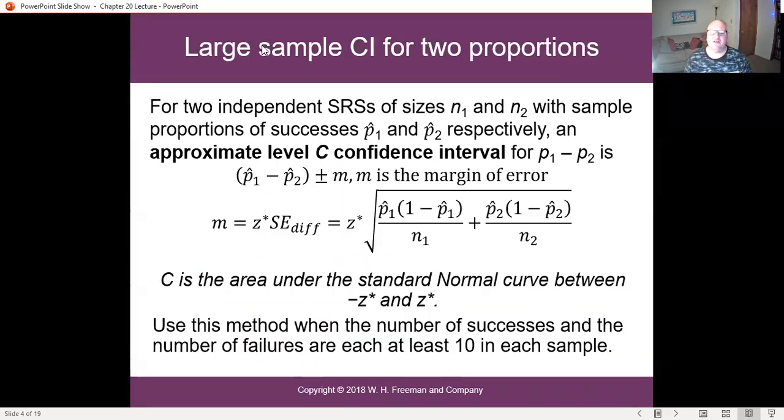So first, let's talk about how to make a confidence interval for two proportions. And again, you'll see the standard deviation does appear just like we had it before. Here it is again.